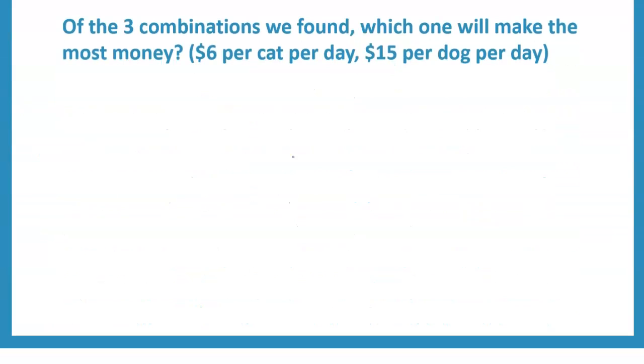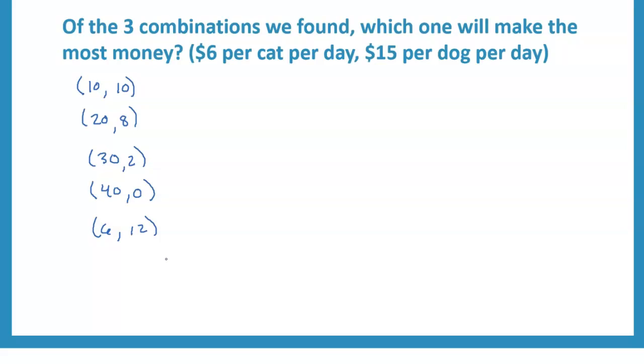So now that we've found some combinations that will work for all of our constraints, let's try to figure out which one will make the most money, right? That's what we were concerned with today, is their profitability. So let me write down those points we came up with. 10, 10, 20, 8, 30, 2, 40, 0, and 6, 12 were the points we came up with. And we're going to try to figure out which combination will make the most money, so it's the best option for them.